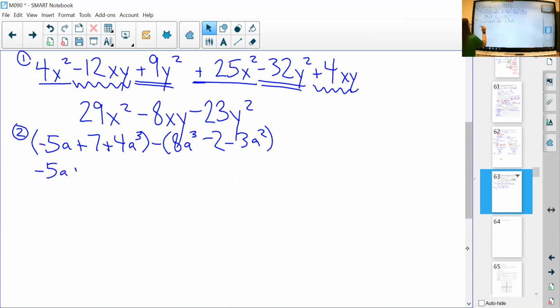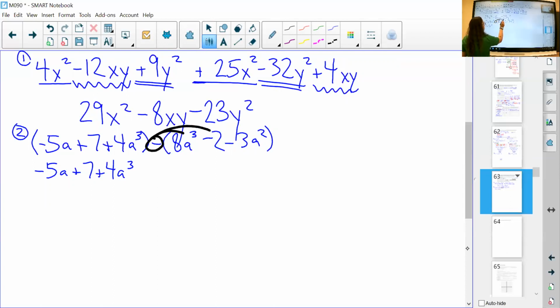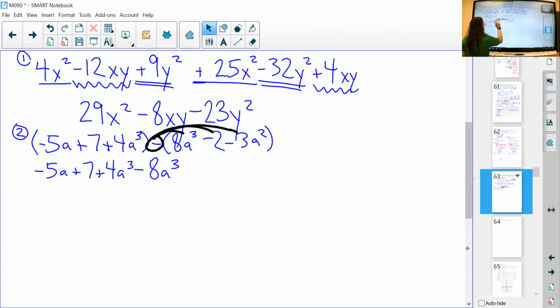Minus 5a plus 7 plus 4a cubed. And now I'm going to take this minus sign and distribute it to each term. So we're subtracting 8a cubed. Negative times negative is positive, adding 2, and we're adding 3a squared. Now we have something that looks like example 1. So go ahead and take a minute, figure out what the answer should be. Pause the video, and I'll give you the answer.